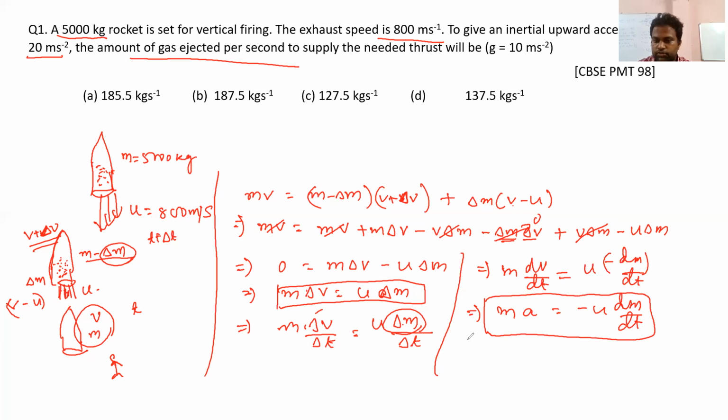This ma is mass into acceleration, or this is the thrust, the force on the rocket. Thrust, or you can say force, that is ma is equal to minus u dm by dt. So this is the relationship. Now we have the relationship, right? We got the relationship. So we'll solve this problem.